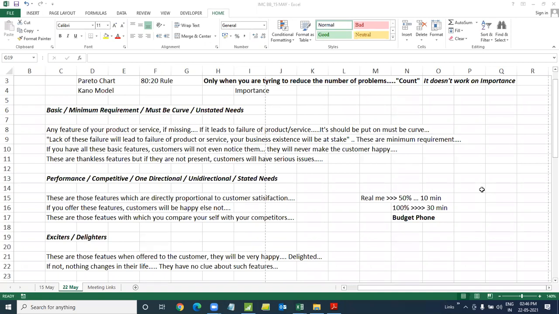When Geo made it payable, chargeable, customers started moving out from Geo, because technically there was no fun. So things change. When you use a delighter, you have to be very cautious about it.